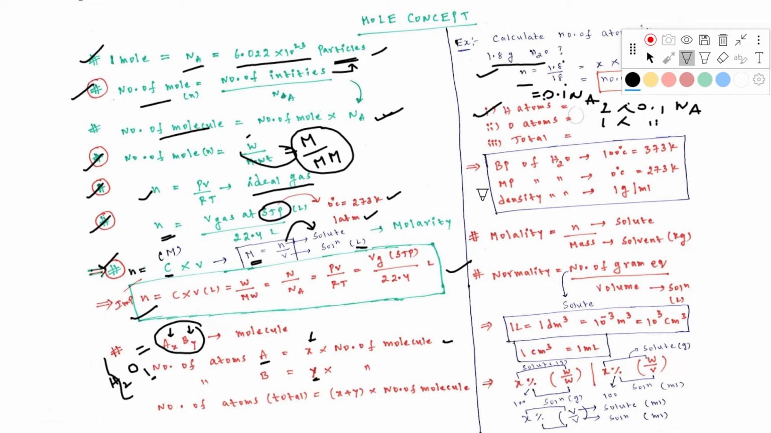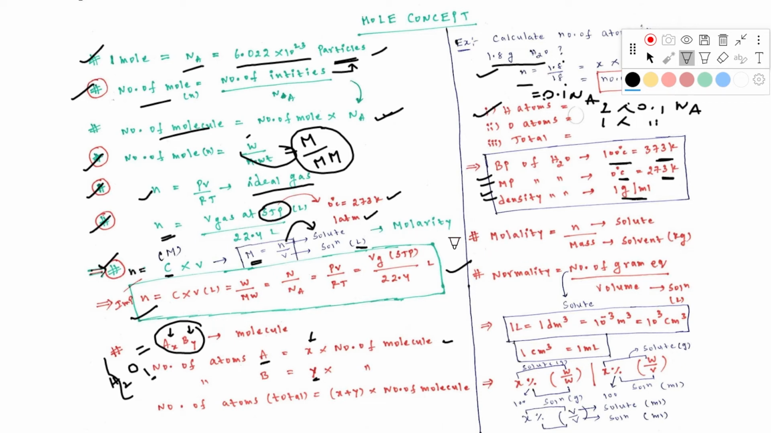Next. Very important data. Melting point of water 0 degrees Celsius, that is 273 Kelvin. Boiling point of water 100 degrees Celsius, 373 Kelvin. Density of water 1 gram per ml. This data will be very useful in dealing with the questions. When you deal with the questions, this data is very, very useful. Okay, you have to remember.